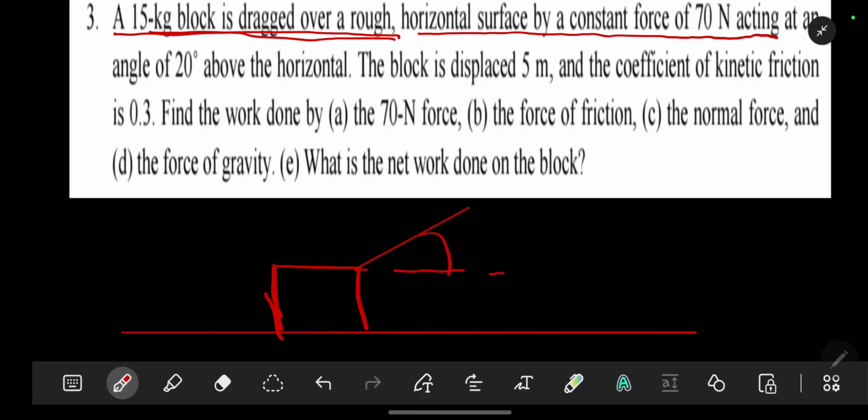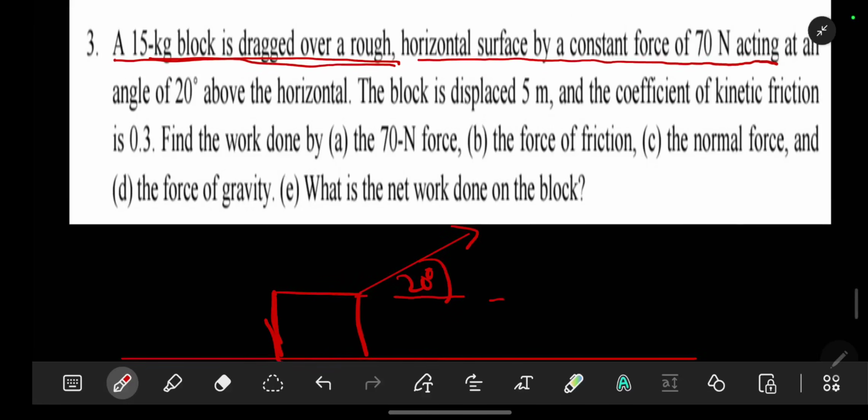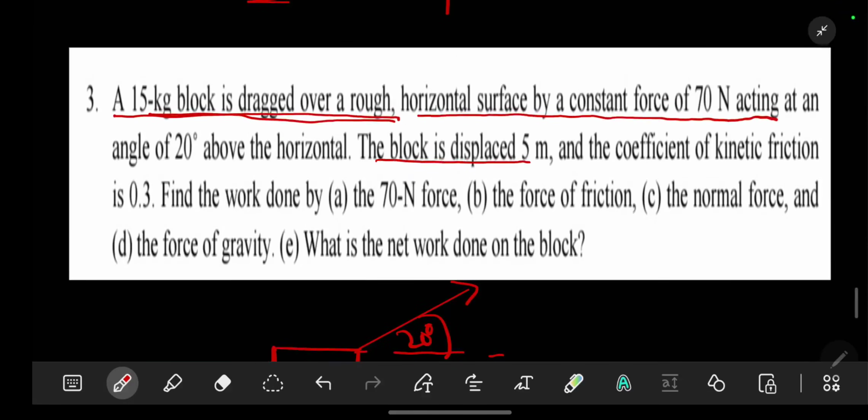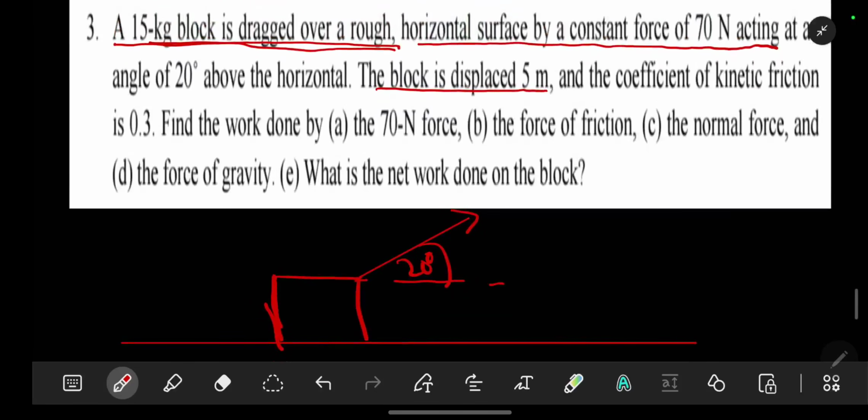20 degrees above the horizontal, so it's like this. Then we are told the block is displaced 5 meters and the coefficient of kinetic friction is 0.3. Then we are told to find the work done by the 70 Newton force. So this force is 70 Newton.